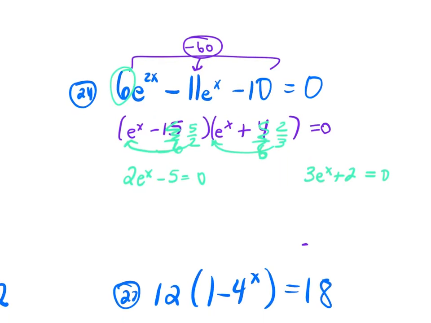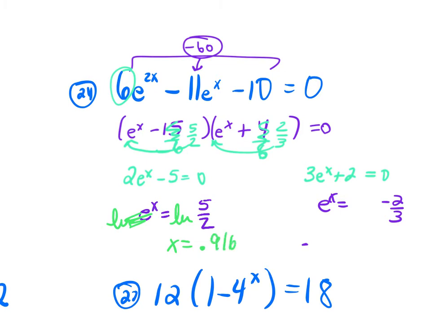When we solve, I'm going to add 5 to both sides and then divide by 2. So I get e to the x equals positive 5/2. Here, I'm going to subtract 2 and divide by 3. So I get e to the x equals negative 2/3. Opposite of e to the x would be natural log. So I take the natural log of both sides here. I get x equals, the natural log of 5/2 is about 0.916.